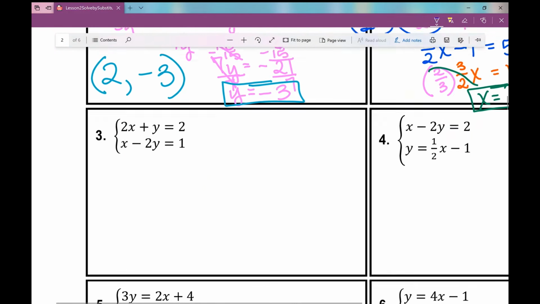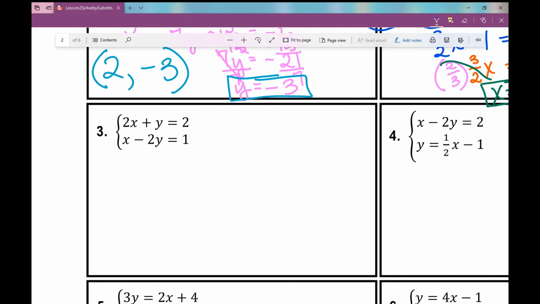Looking at number 3. I know my first step is to solve for one variable in one equation. Is there an equation where it would be really easy to solve for a variable? Actually, either one. I could solve for y by subtracting 2x here. I could solve for x here by adding 2y. I'm going to solve for x in this second equation.